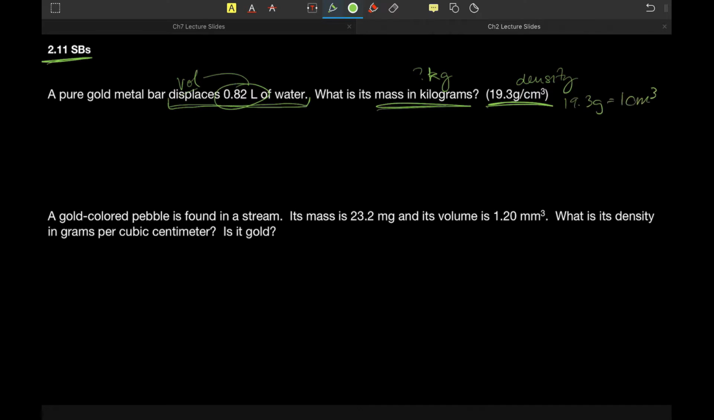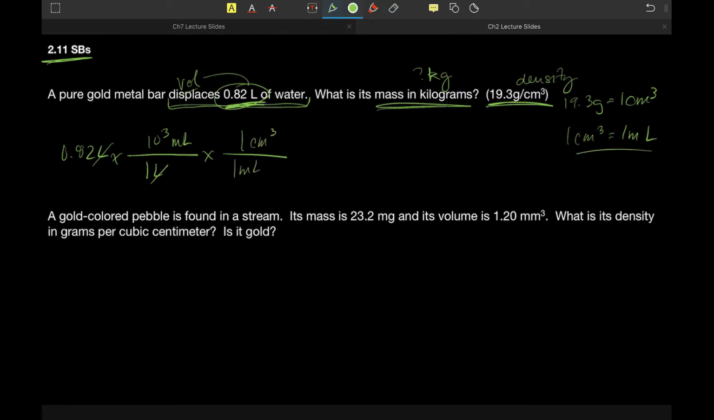So this converts between grams and centimeters cubed. This is currently in liters, so I'm going to have to get that in the right unit to use this conversion factor. So let's start with our 0.82 liters. If we recall, we know that 1 centimeter cubed is equal to 1 milliliter. That's what I told you to tuck away on the introduction to density. So if I convert my liters to milliliters, 1 liter is equal to 10 to the third milliliters, and liters cancels. Now I can use this, which says that for every 1 milliliter, I have 1 centimeter cubed. Now I can incorporate this: for every 1 centimeter cubed, I have 19.3 grams of substance.